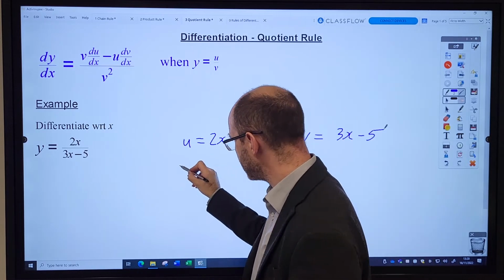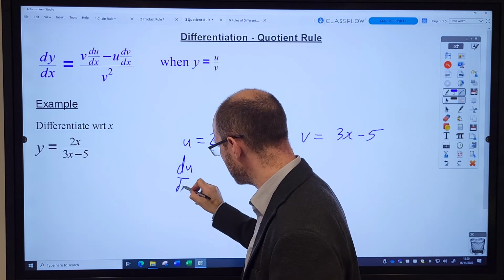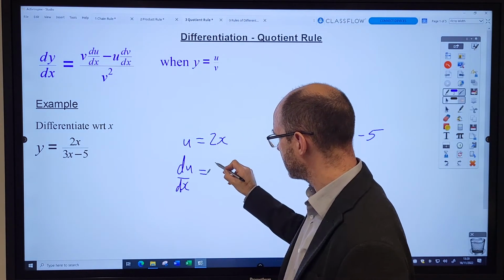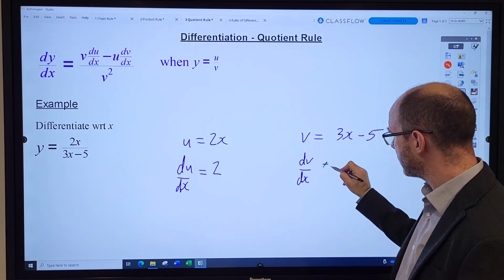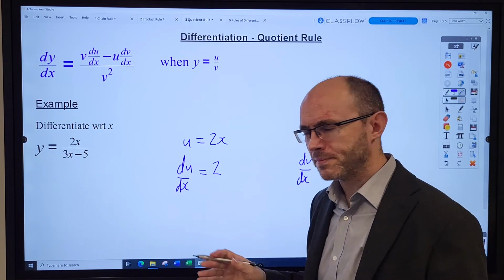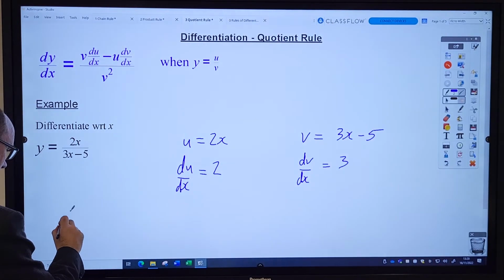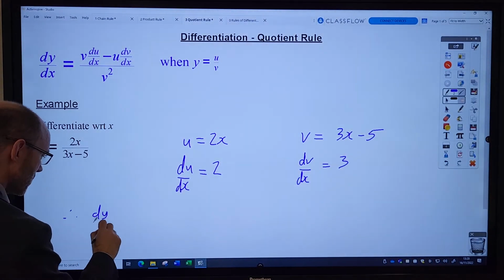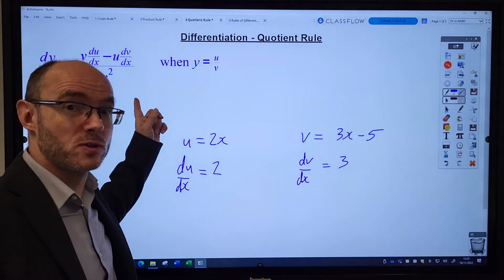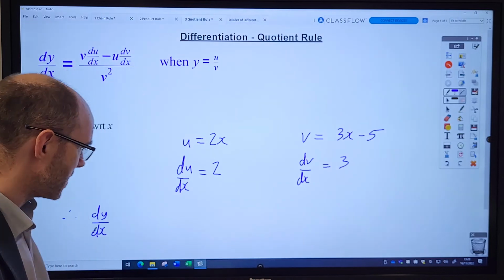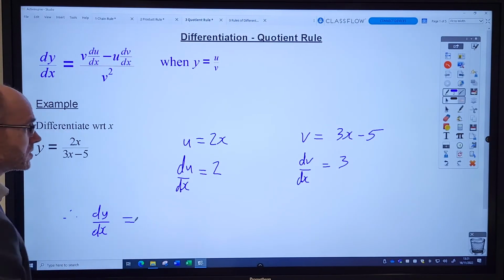Okay? And then similar process to before, you do du/dx, that's 2, dv/dx, which is equal to 3. It's nice and simple, isn't it? No chain rule required for those. And then you substitute them into the quotient rule formula. Again, I'm not proving that for you, I'm just showing you an example of how to use it. So that's what you need to do for your A-level course.